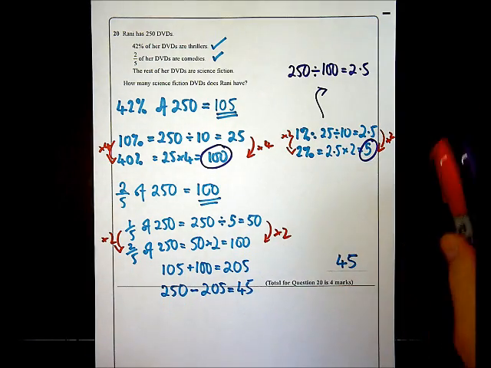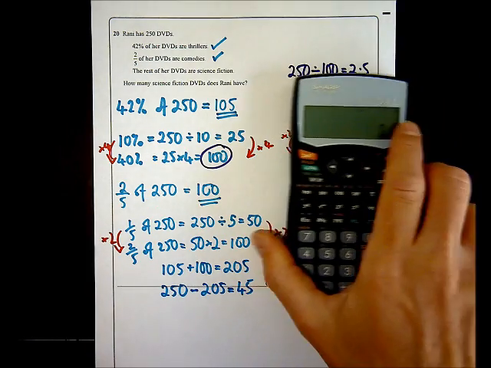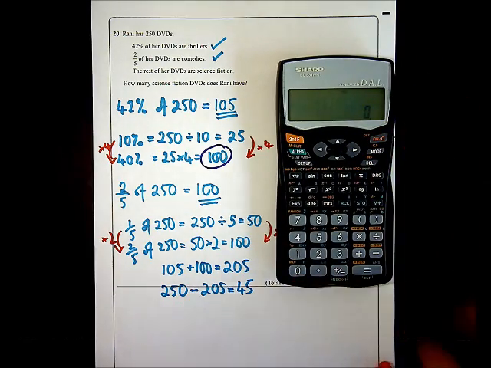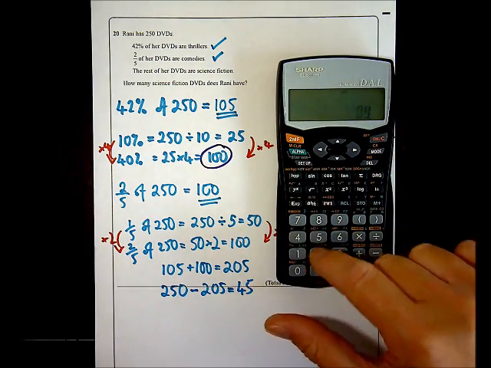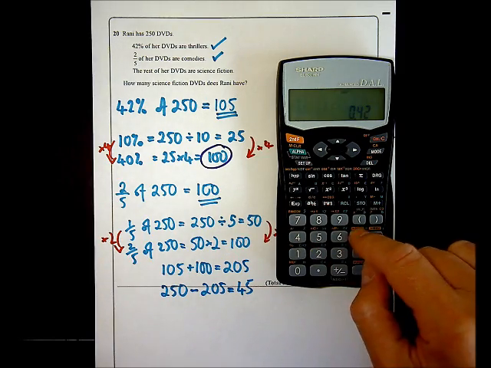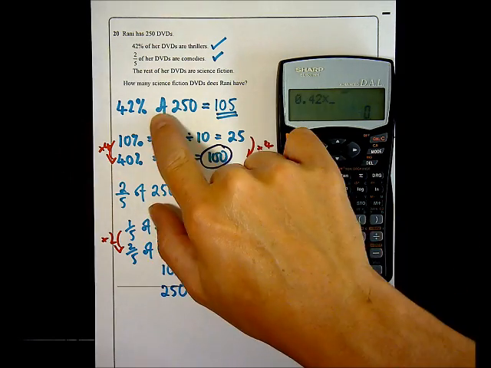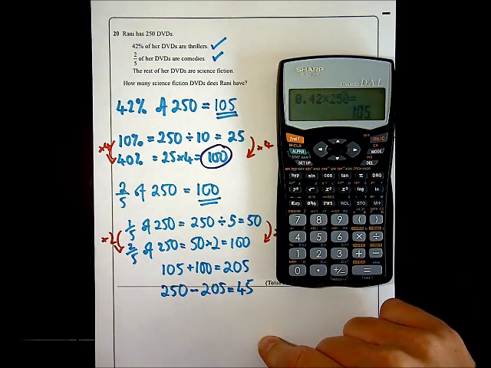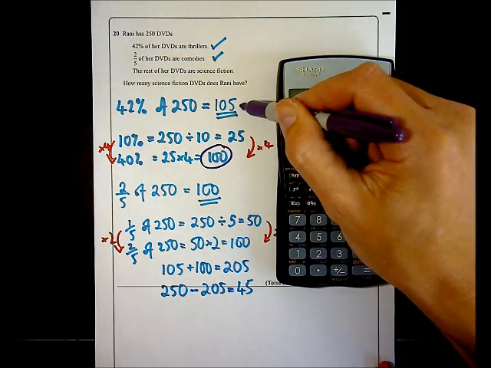Now, as this is a calculator paper, I could have done all of this much quicker if I'd used my calculator and done 42% is 0.42 as a decimal, and if I multiply, which is the same as of, by 250, I'm going to get 105, and that's this number I've acquired here.